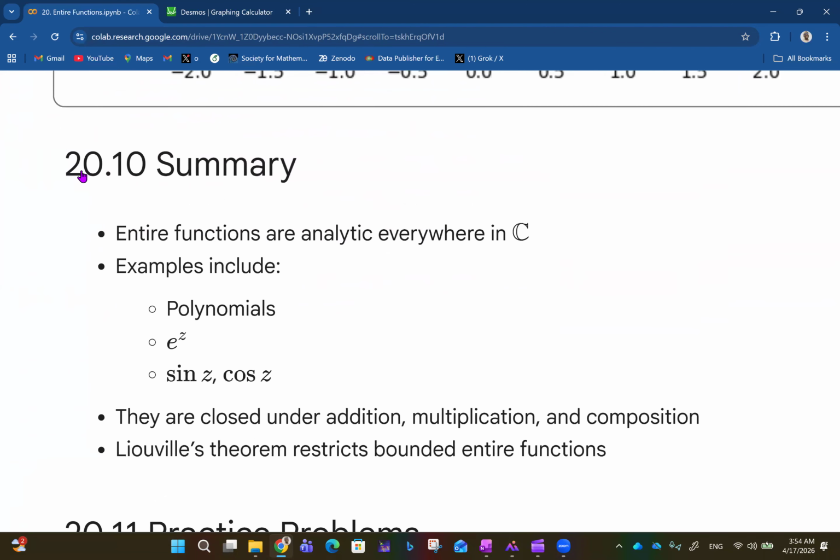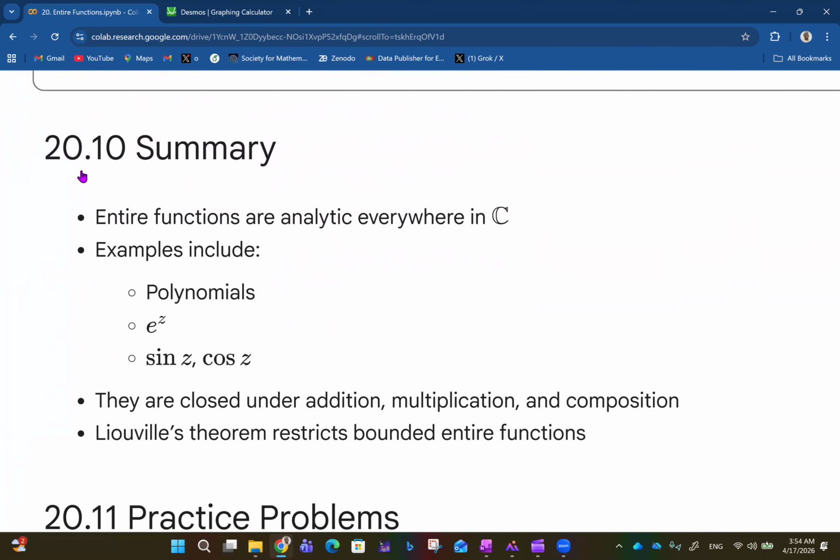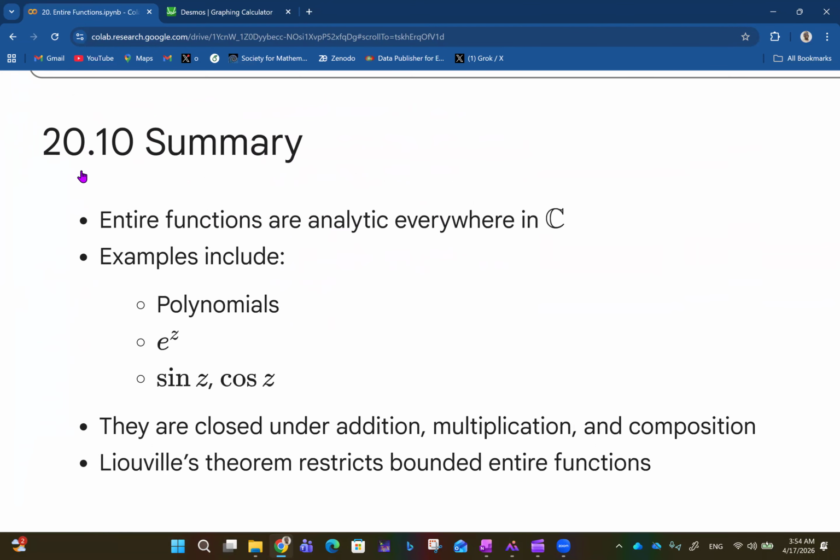In summary, we say that entire functions are analytic everywhere in C. That is, they are differentiable everywhere in the complex domain. Examples include polynomials, exponential functions like e raised power z, and trigonometric functions like sine z and cos z. They are closed under addition, multiplication, and composition. That means if you add, multiply, or compose two polynomials, you get a polynomial. If you add, multiply, or compose two exponential functions, you get an exponential function. If you add, multiply, or compose two trig functions, you get a trig function, and they are entire. So Liouville's theorem restricts bounded entire functions.